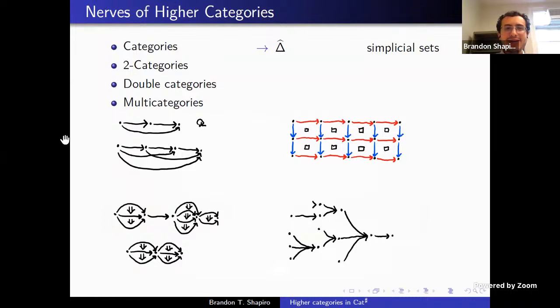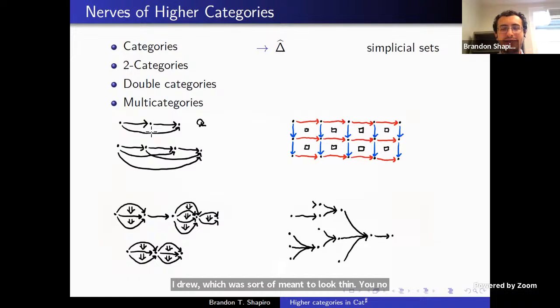So the idea there, if you haven't seen it before, is that a category regarded as an algebraic structure can be turned into a geometric structure, where in a simplicial set, which is built up out of points and edges and triangles and tetrahedra and higher dimensional simplices, from a category, you send the vertices to vertices, the arrows to edges, and when you have two successive arrows that can compose, you send those to a triangle. So you make this picture I drew, which was sort of meant to look thin. You no longer regard it that way. You treat it as an actual honest triangle.